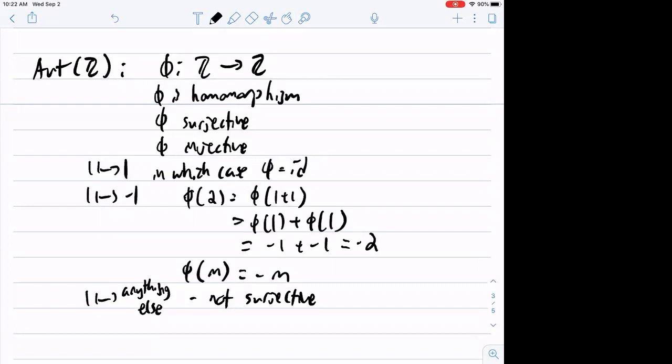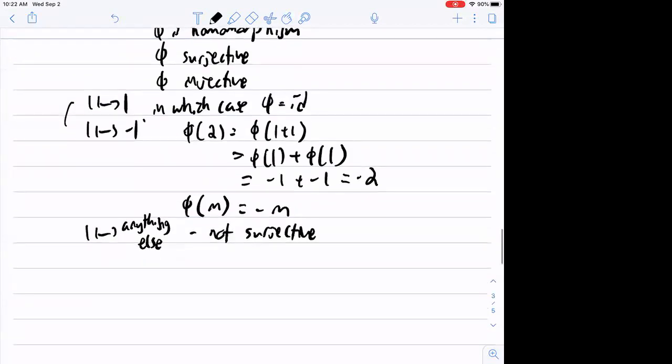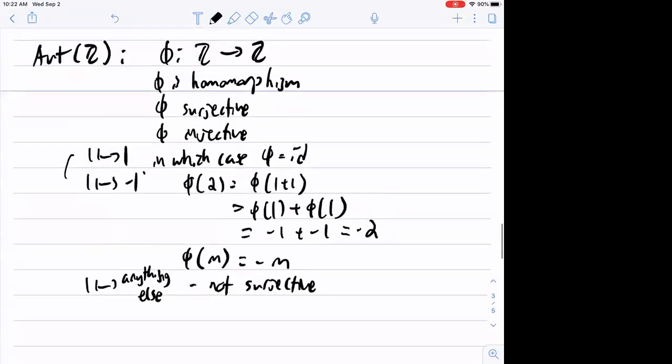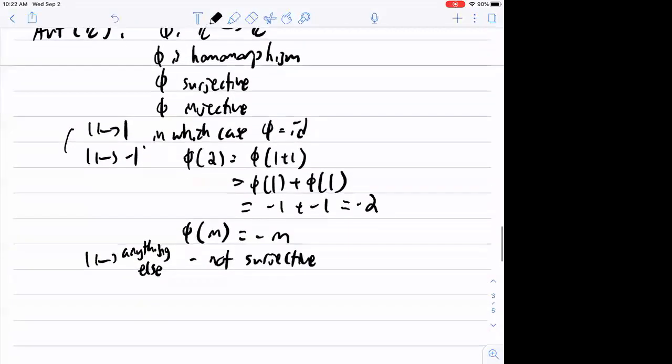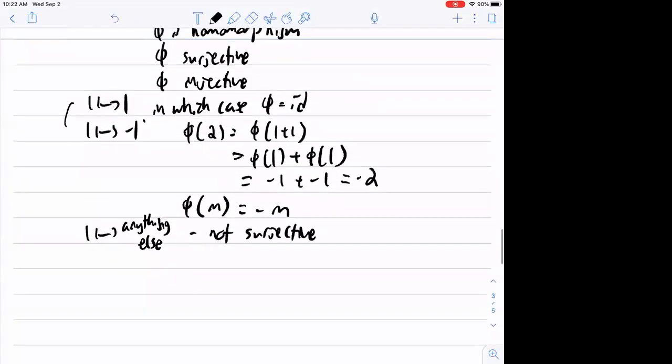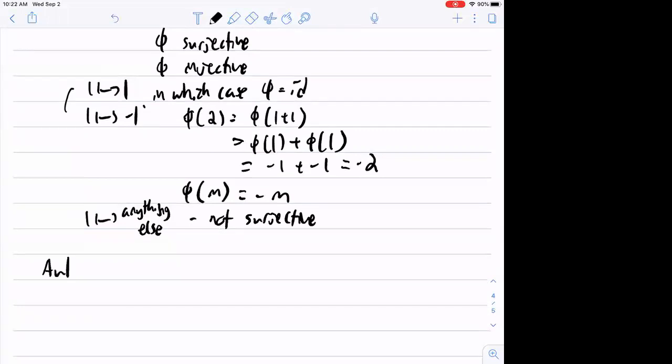So basically, you see that for Aut Z, it's only these two, and I'll leave it to you. Any group of order 2 is isomorphic to Z mod 2Z, but it's pretty easy to check. But yeah, so Aut Z is the identity, and I'll call phi the negation map.